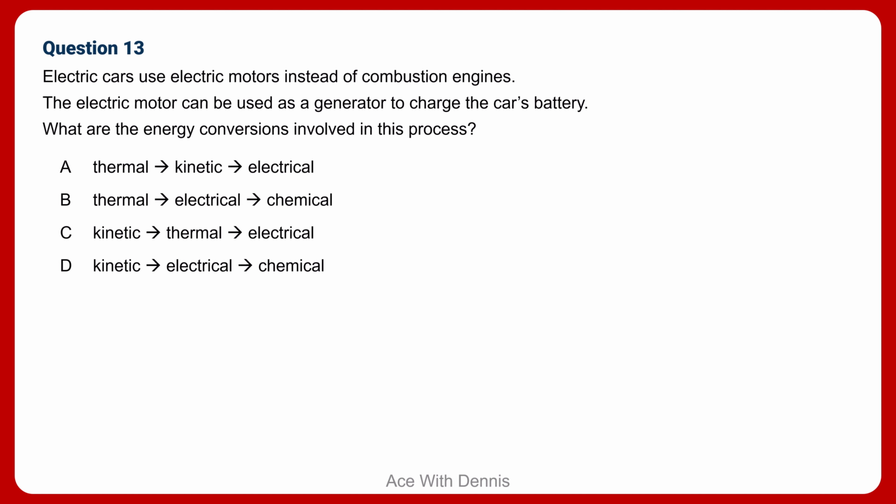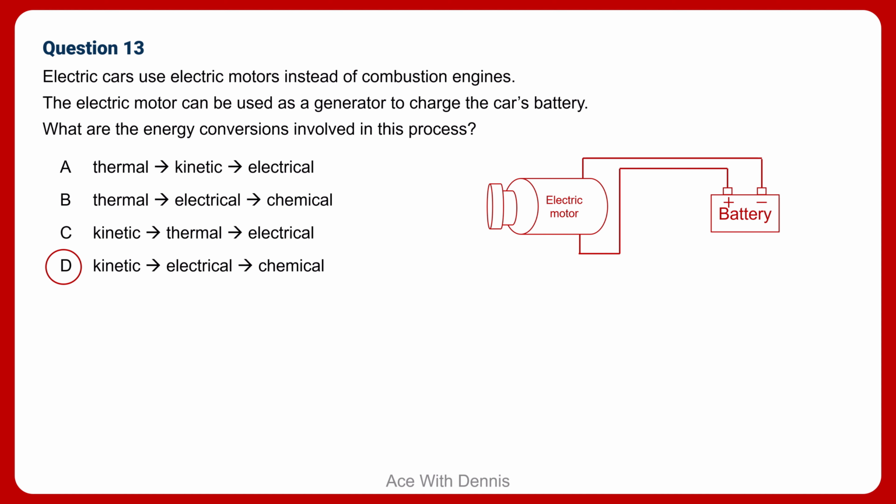The answer is D. Kinetic to electrical to chemical. To get this answer, let's look at this simple diagram. So for the electric cars, we start with the electric motor. It is connected to the battery of the car.